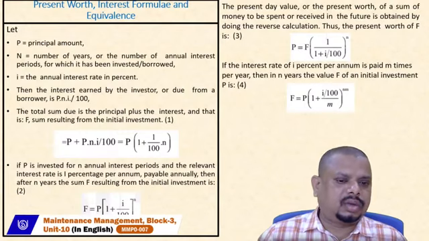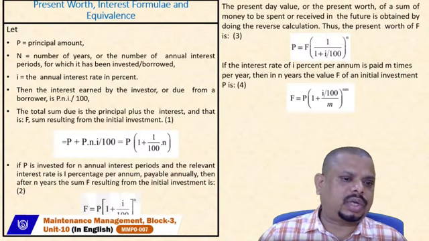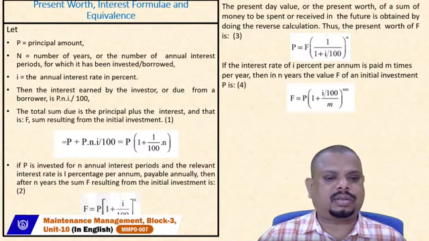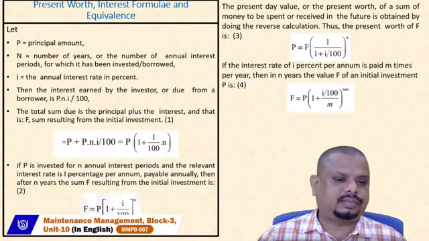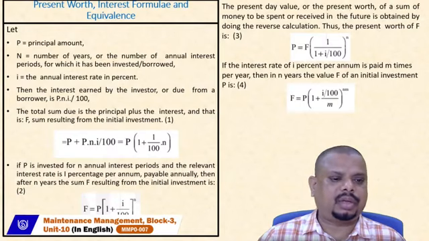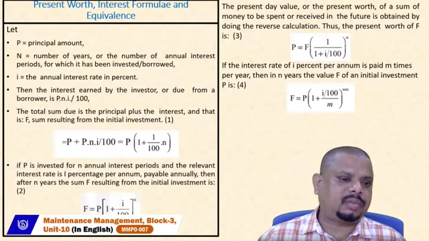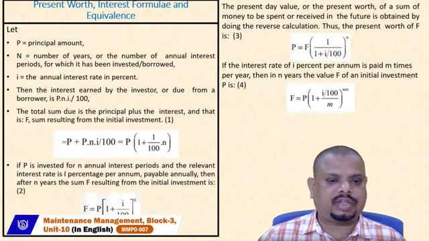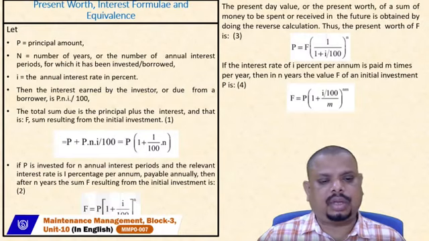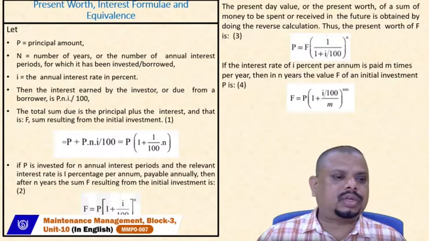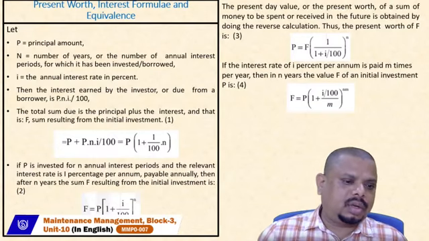So if you convert these equations, the total sum due, the principal plus the interest, that is F, or that is known as the sum resulting from the initial investment, equals P, again P stands for principal amount, plus P and I divided by 100. Or if you simplify this equation 1, that is P into (1 plus I divided by 100) into N. So this is equation 1 for calculating the initial investment.